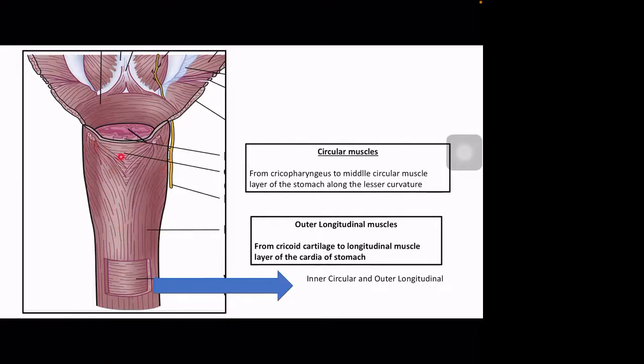There is another V-shaped space here where the circular muscle of the esophagus is deficient of the longitudinal muscle, and this area of weakness is called Laimer's triangle. The circular muscle is a continuation of the cricopharyngeus, and it joins the middle circular layer of smooth muscle along the lesser curvature of the stomach. The outer longitudinal muscle starts from the cricoid cartilage and extends up to the cardia of the stomach. So inner circular muscle and outer longitudinal muscle is the normal arrangement.